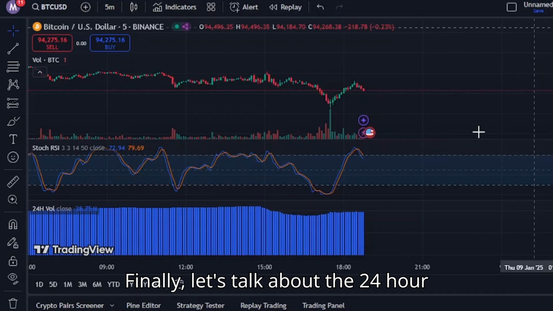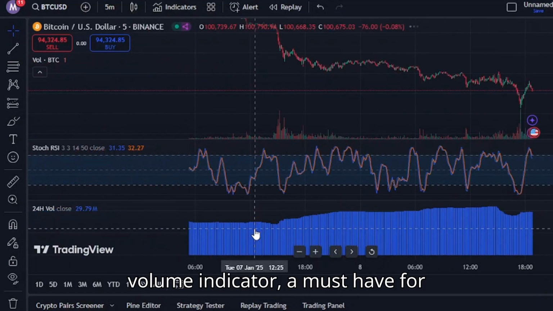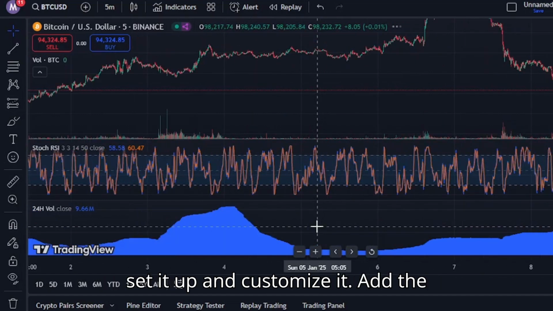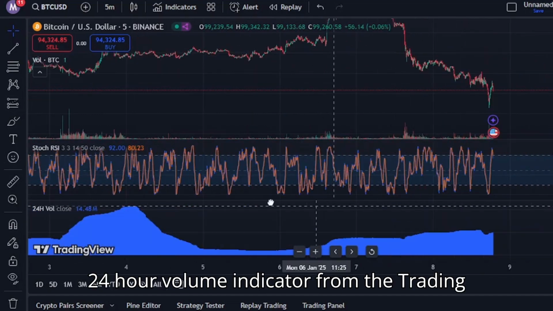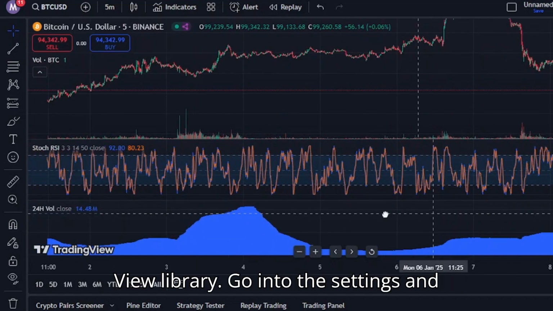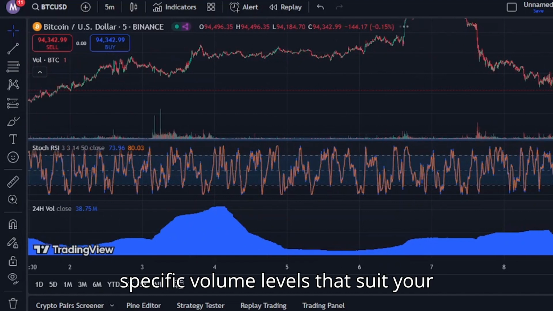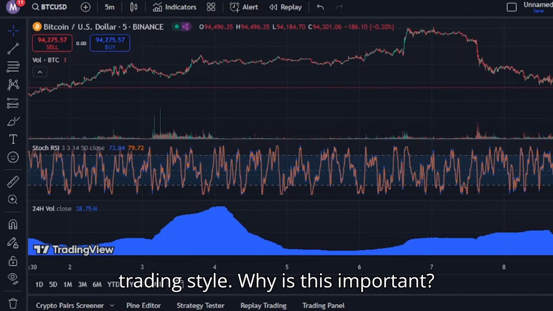Indicator 3, 24-hour volume. Finally, let's talk about the 24-hour volume indicator, a must-have for scalping and day trading. Here's how to set it up and customize it. Add the 24-hour volume indicator from the TradingView library. Go into the settings and adjust the parameters to focus on specific volume levels that suit your trading style.